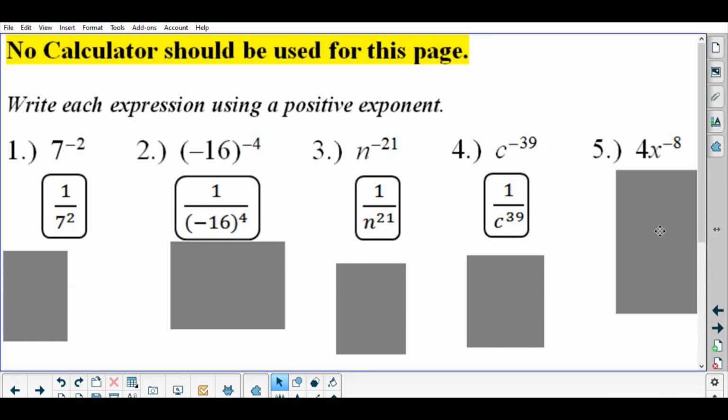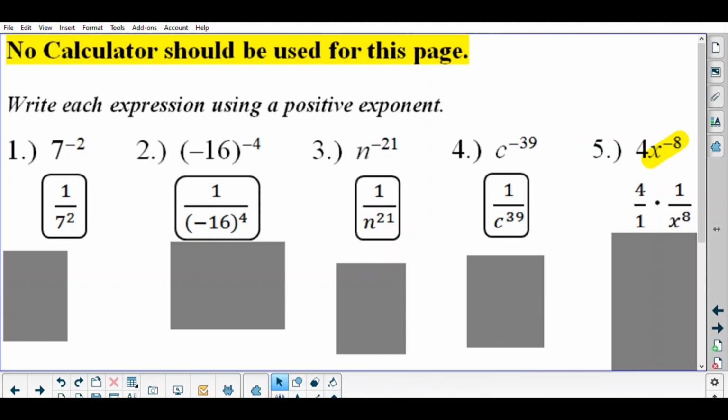Problem number 5, now this is a little trickier, and I kind of gave you a problem like this on the first page. What is actually being taken to the negative 8th power? It is only the x. How do I know? Because order of operations says that exponents get done before multiplication. So the multiplying by 4, you actually need to deal with it after you've taken care of the x to the negative 8th. X to the negative 8th is the same as 1 over x to the 8th.